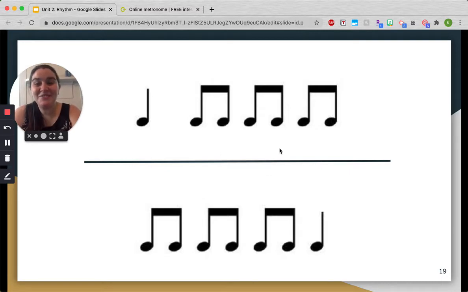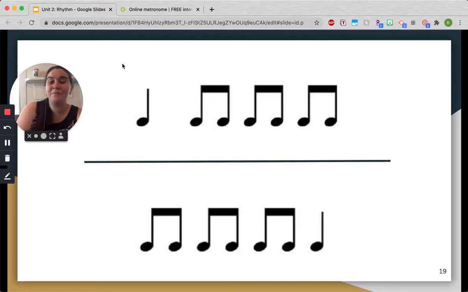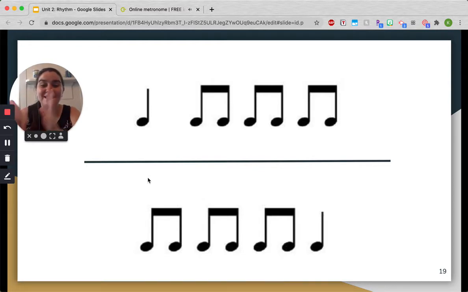All right, so let's do the top one first. Say what the first one is, second one, third one, fourth one. All right, let's try it with the metronome, the steady beat. I'm not going to practice it with you. Let's just try it. 1, 2, ready, go. How'd we do? Good? Let's try the second one. 1, 2, ready, go. Ti, ti, ti, ti, ti, ti, ta.